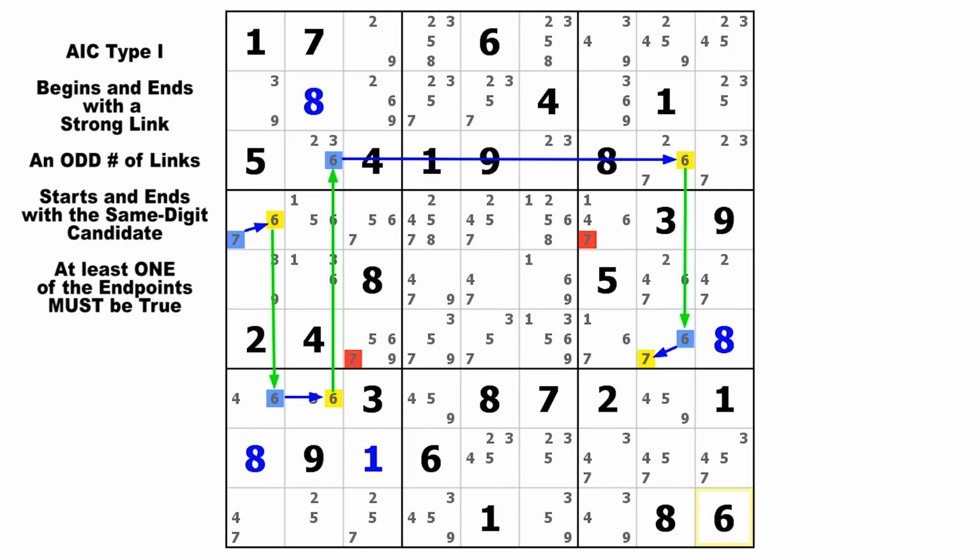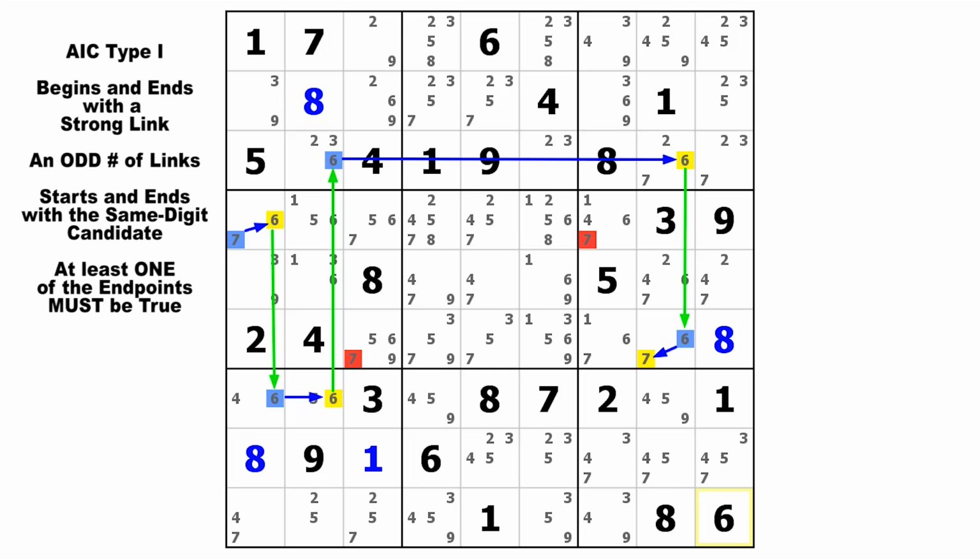Here we have an AIC type 1 beginning and ending with candidate 7. With an open-ended AIC, if either one of the endpoints is false, then we know that the other must be true because of the implications of the chain. This means that at least one of the endpoints must be true. So there is what I call an effective strong link between those endpoints.